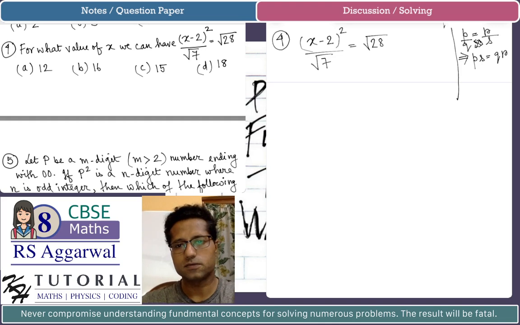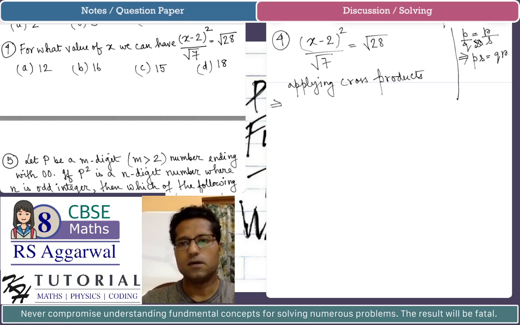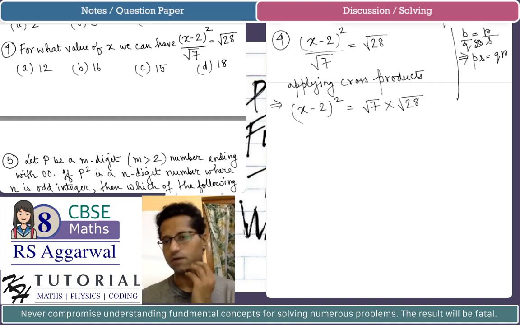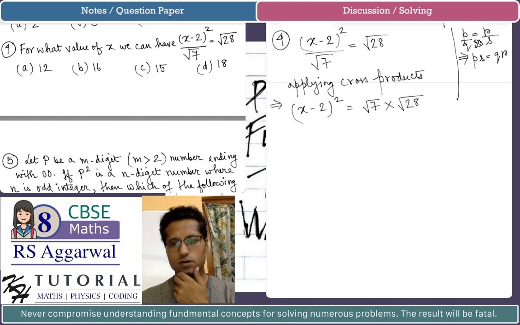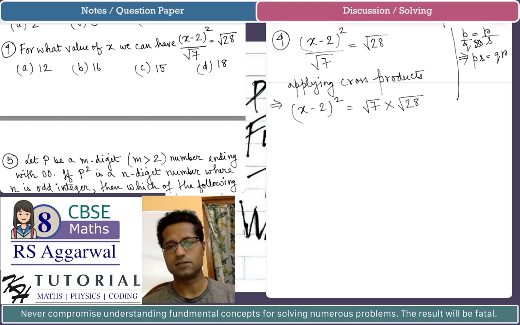So applying cross products, this equation implies that (x minus 2) square will be equal to root 7 into root 28. Now we know that 7 is not a perfect square, and 28 is also not a perfect square. Please do not immediately try to find the square root of 7 and the square root of 28 by the long division method. You will get some decimals.